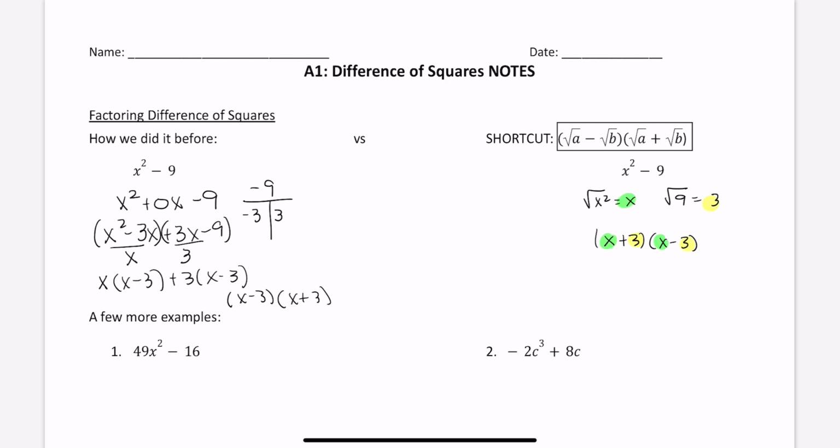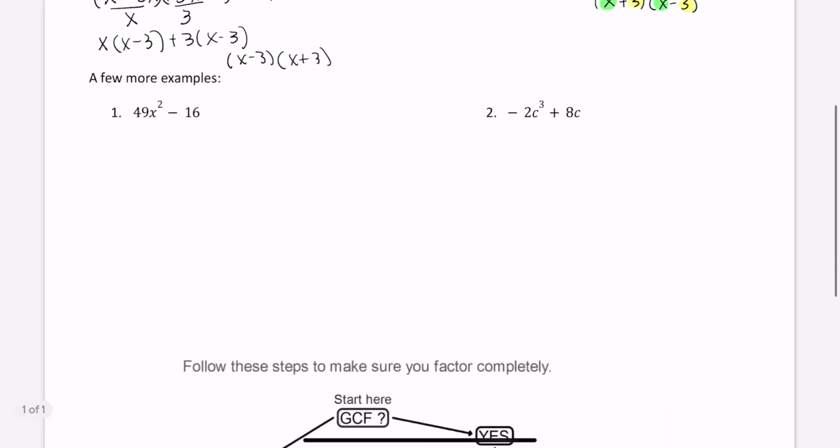Okay, let's do a couple more examples. So again, if you see that you have two terms, and they are taking the difference of them, see if you can take the square root of each term. My first term is 49x squared. I'm going to take the square root of 49x squared, and that's going to give me 7x. And then I want to take the square root of 16. That's going to give me 4. So my final answer here is going to be 7x minus 4, and then 7x plus 4. Again, you don't have to do the t-chart thing. You can just say that it's a difference of perfect squares shortcut.